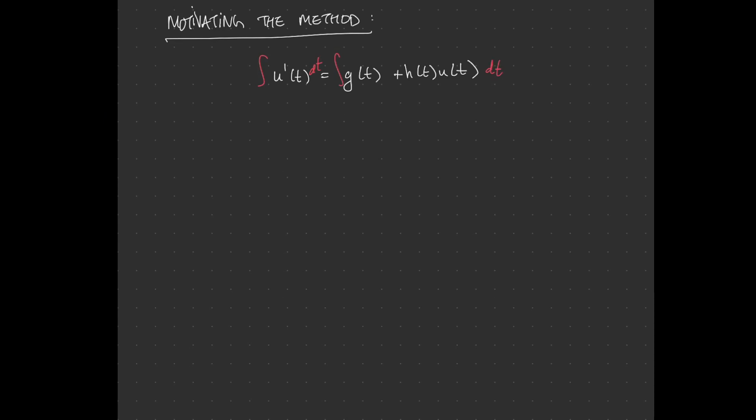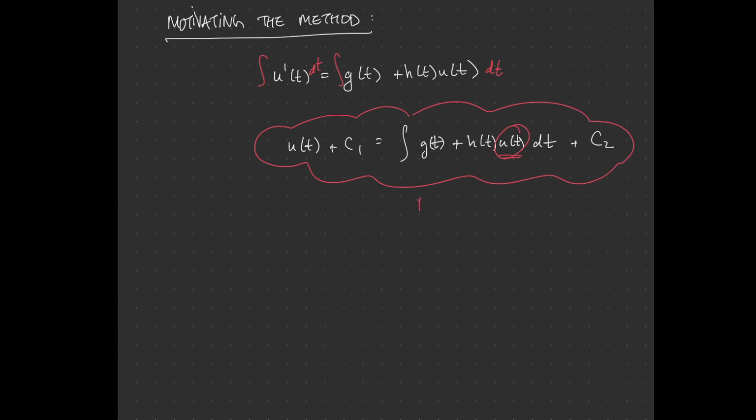Well, on the left, we'd of course get the antiderivative u of t, maybe a constant of integration. And on the right, we'd get, well, let's just slow down here, the integral of g of t plus h of t times u of t dt, and then we'd have maybe our second constant of integration. So I would need to know what u of t is in order to integrate over here. And this is precisely the problem. This is what makes it more challenging. So we kind of got to hit the brakes and say, how do we deal with this?